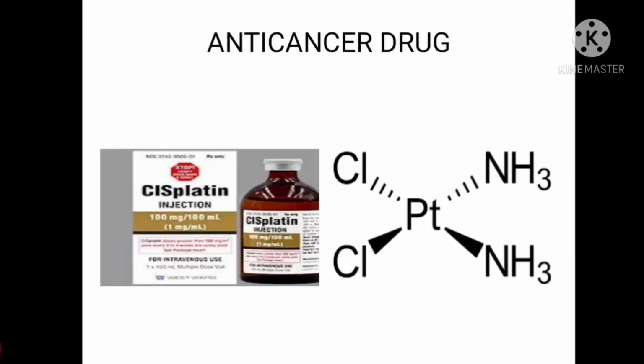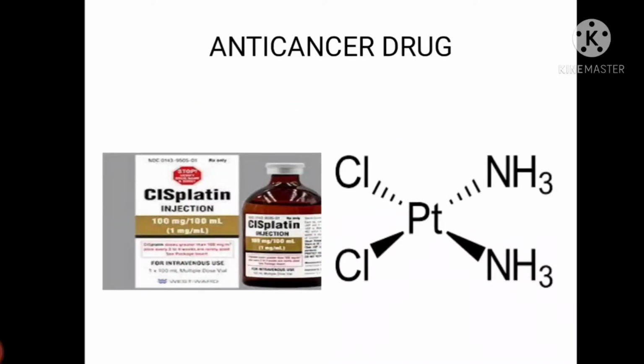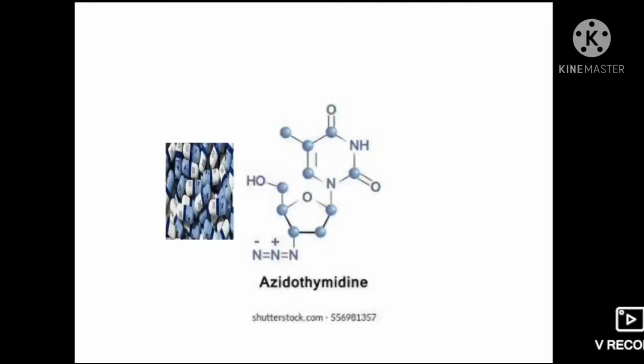For example, cisplatin is an anti-cancer drug used for cancer therapy. And there are a lot of other drugs. All these are synthesized using chemical compounds. AZT, azidothymidine, is a drug used for helping AIDS.